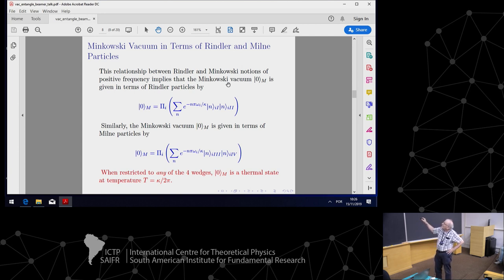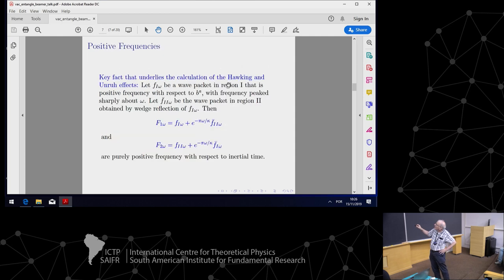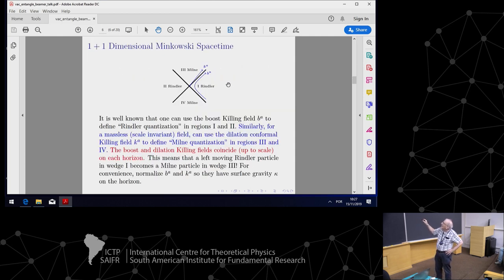It's useful to keep in mind, though I didn't write the formulas down here, that one can do a kind of mixed thing. Let's look at right moving modes, since I have the labels here. I can consider the right moving modes as Milne particles if they're at later times and Rindler particles at earlier times, and the right moving modes will be an entangled state of Milne and Rindler particles moving to the right, entangled across this horizon, that again, of course, will give you a thermal state of Rindler or a thermal state of Milne.